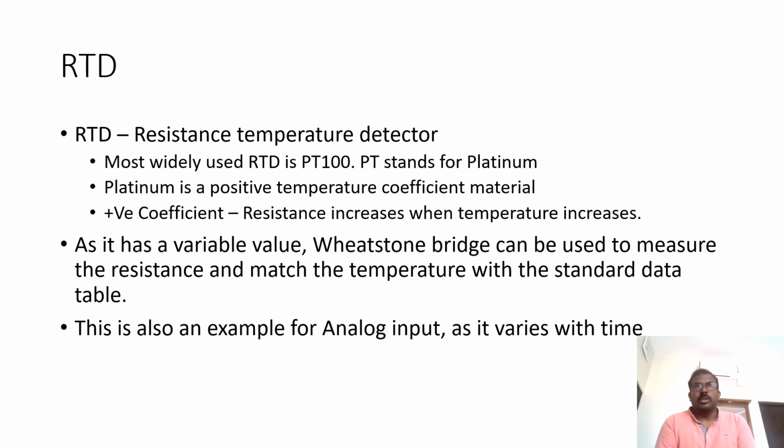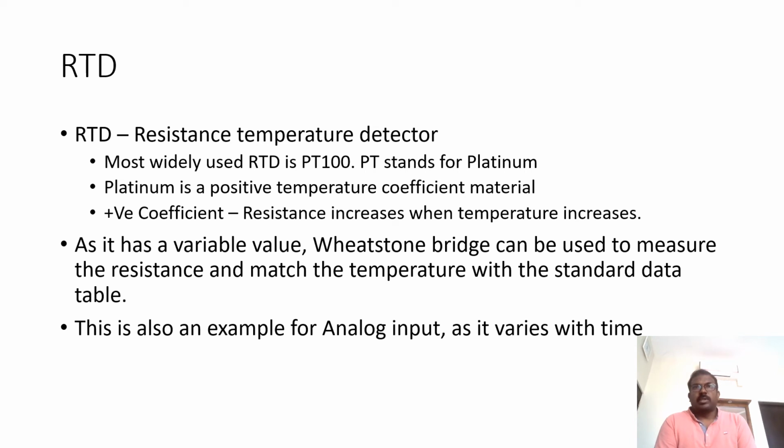The material used in industrial applications mostly is PT100, which is nothing but platinum. These have a temperature range of -200 to 850 degrees Celsius. RTDs are nothing but resistance temperature detectors. So with the variation in temperature, the resistance varies, thereby we can indirectly map the temperature value. As it has a variable value, the Wheatstone bridge can be used for identifying the temperatures.